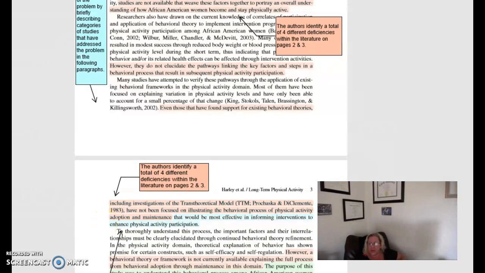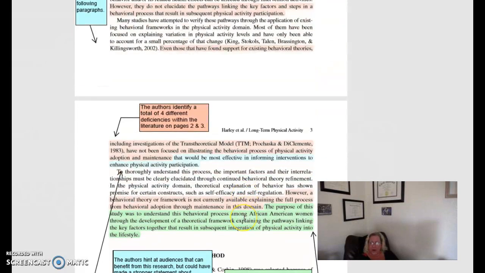Okay, so these are some of the things that you're going to need to do in your study. You want to identify the gaps and the deficiencies in the literature that give you a place to come in and study it from a different direction or a different perspective. And then here's the last one. It says, however, a behavioral theory or framework is not currently available explaining the full process from behavioral adoption through maintenance in this domain. So they identified 4 different deficiencies within that literature right off the bat.